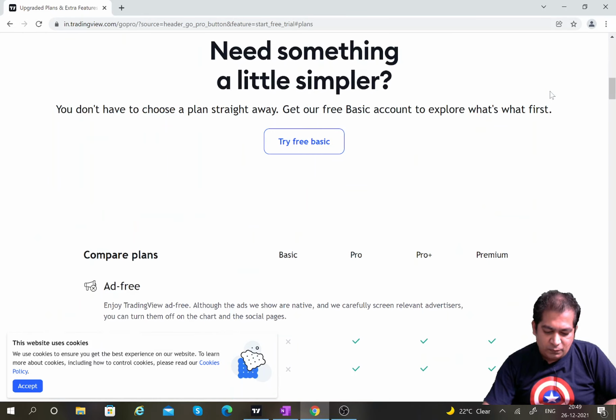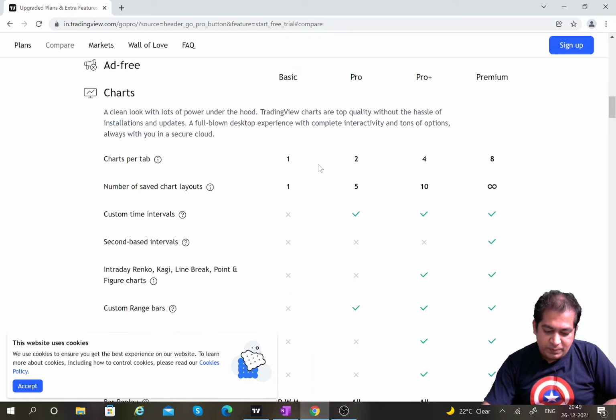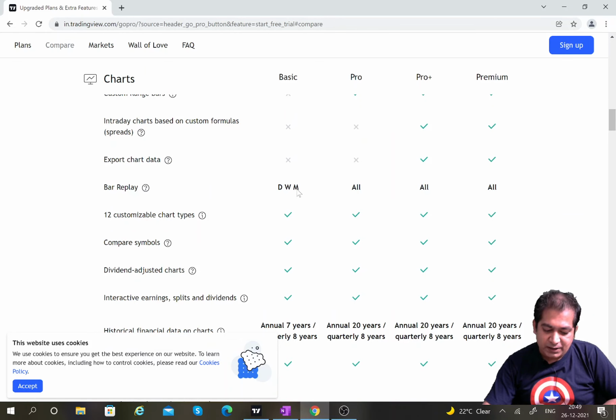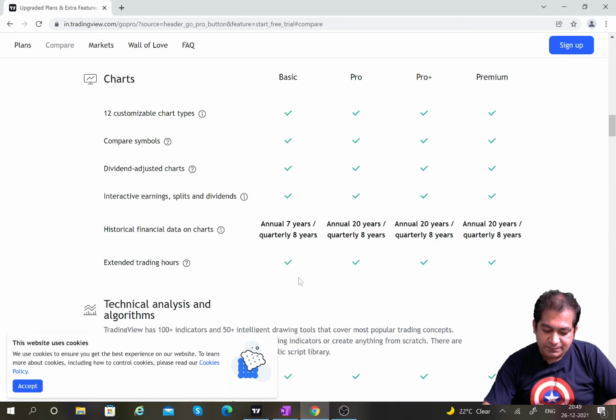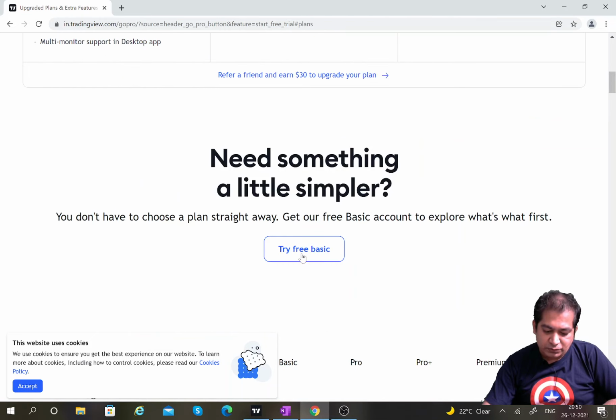When you sign up, you see try basic. You don't have to choose a plan straight away. Get our free basic account to explore first. So in the basic plan, you'll be getting one chart per tab. You can save one chart. Second-based trading is not available. All these things you don't require. Bar replay, customizable charts, comparative symbols, and so on you'll get. That is your basic plan.